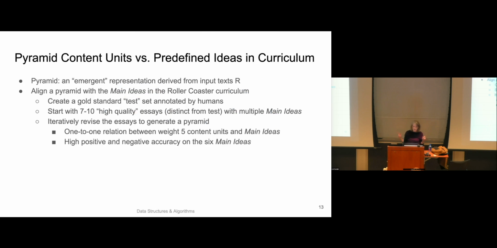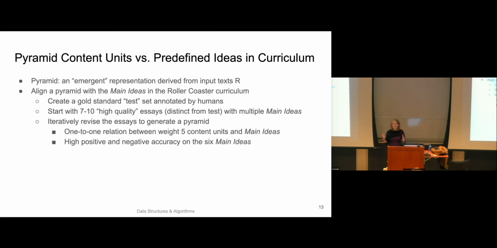Well, it's kind of manual iteration over some high quality essays where we mostly get the kind of pyramid that we want. And what we want is the weight 5 ideas are all and only the 6 important ideas in the curriculum. But then we also have to have all these other ideas represented that are lower weight, because we're using cosine similarity to match student vectors to the content units. And if there's a lot of contributors to a content unit, like say 5, we take the average of the cosine similarity.